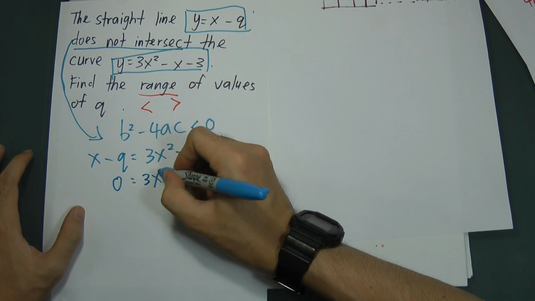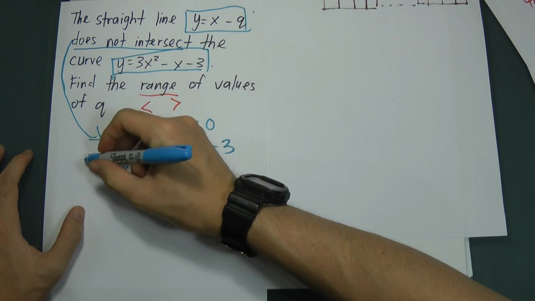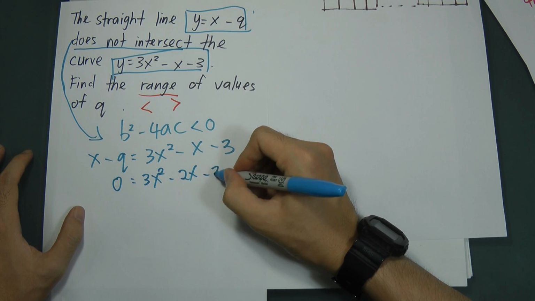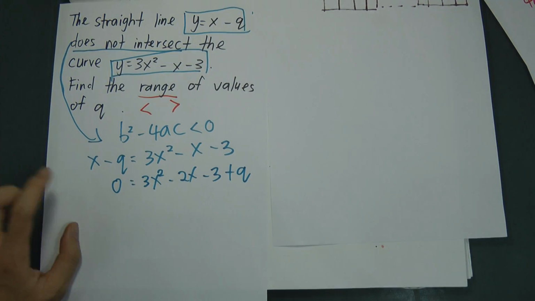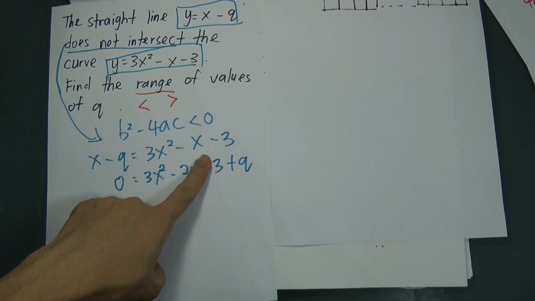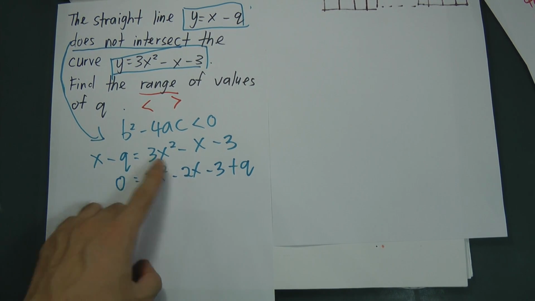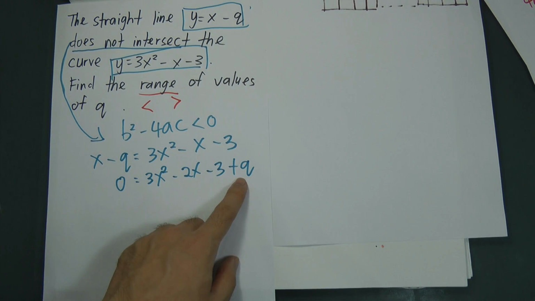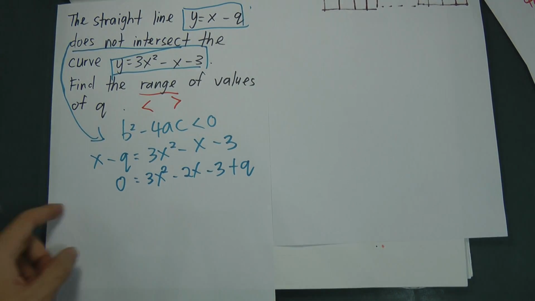So here is 3x squared, minus x, and again minus x is minus 2x, then minus 3 plus q. I move x to this side so it becomes negative x, and negative x and negative x is negative 2x. Negative q moved here will be positive q. Okay, then this is the general form.